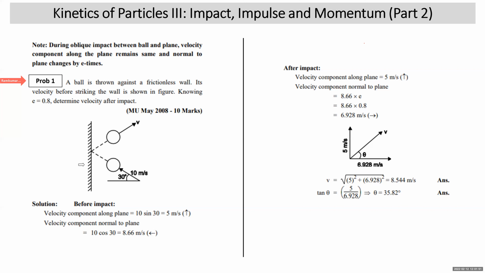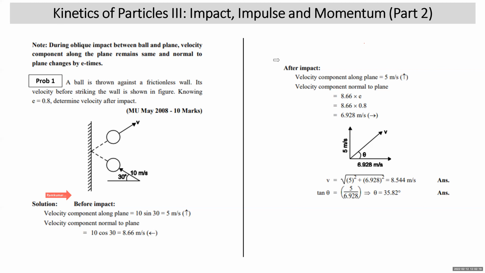Students, you can see that ball is hitting the plane at a velocity of 10 meter per second, which is at 30 degree with the horizontal. Now before impact, we'll resolve this velocity. The velocity component along the plane will be 10 sin 30. If you resolve it, 10 sin 30 will be vertically up, so it will be along the plane. So that is 5 meter per second. Velocity component normal to the plane will be 10 cos 30 towards left. 10 cos 30, 8.66 towards left. Now this is the status of the components before impact.